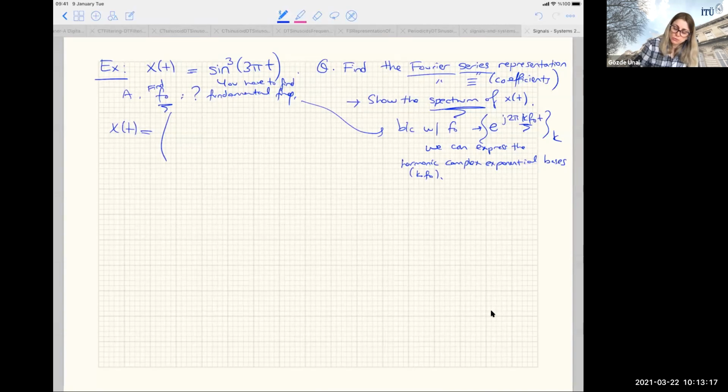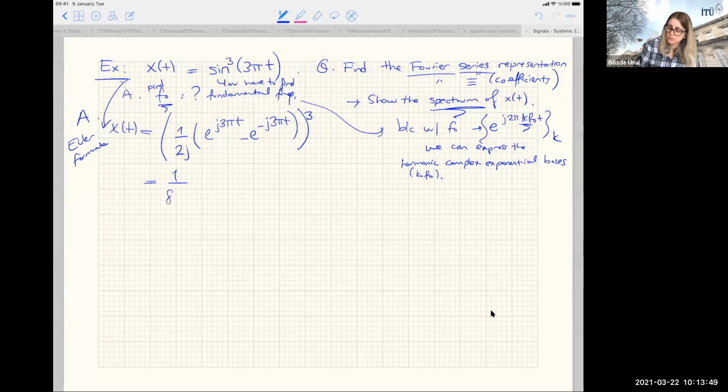So you have to expand with the Euler formula. I mean, inverse Euler or Euler, you know which one to use. Of course, this is inverse Euler: 1 over 2j, e to the j 3 pi t minus e to the minus j 3 pi t. We have to have the cube of this. So I need to really have 1 over 8j cubed, which is minus j. Okay. And I need to open this. Let me just use the cubed formula.